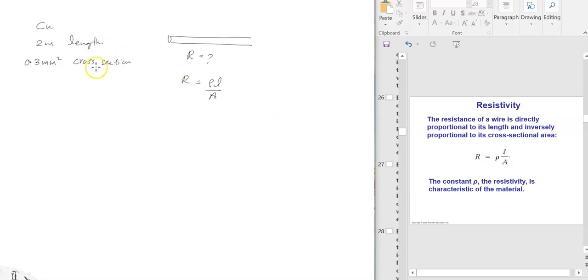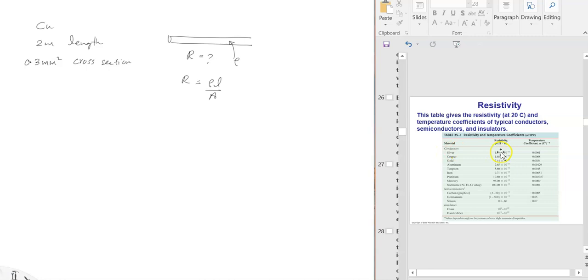I have the length, I have the cross-sectional area. What about the resistivity, that material property, the resistivity of copper? Where do I find that? For that, we're going to go to these resistivity tables. So let's go to the next slide.